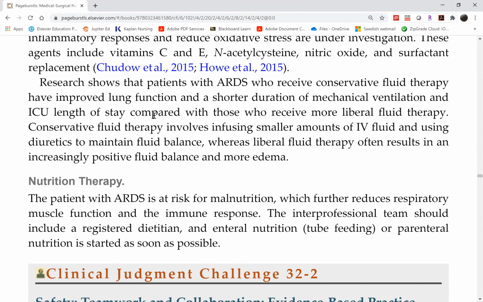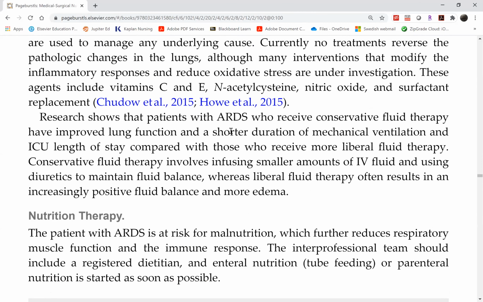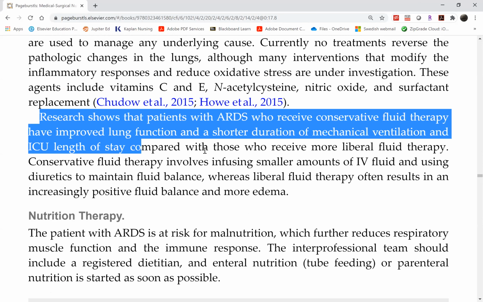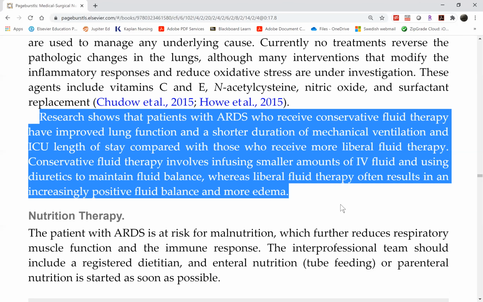And because of that, as far as fluids go, if you read this, thank you for reading, Miss Absalon. Research shows that patients with ARDS who receive conservative fluid therapy have improved lung function and a shorter duration of mechanical ventilation and ICU length of stay compared with those who receive more liberal fluid therapy. Conservative fluid therapy involves infusing smaller amounts of IV fluid and using diuretics to maintain fluid balance, whereas liberal fluid therapy often results in an increasingly positive fluid balance and more edema.